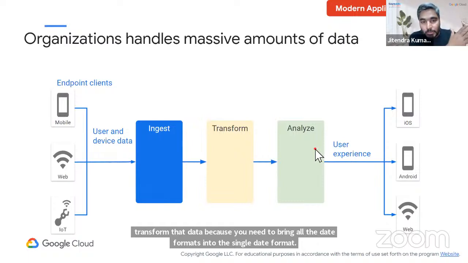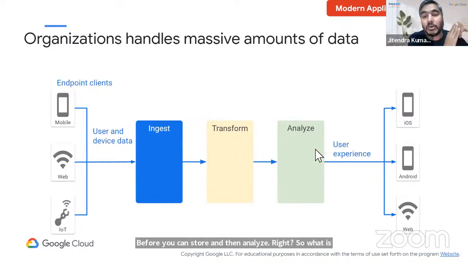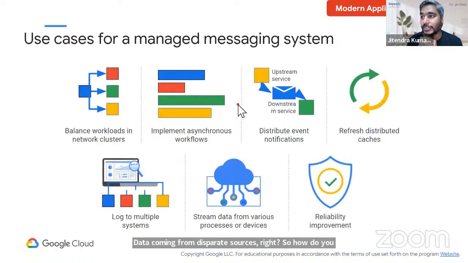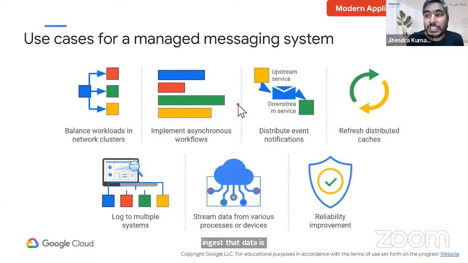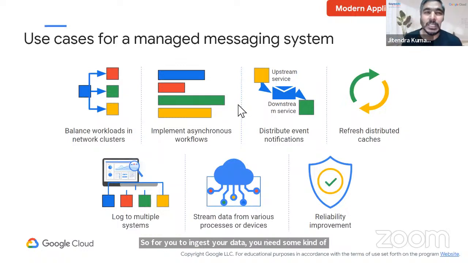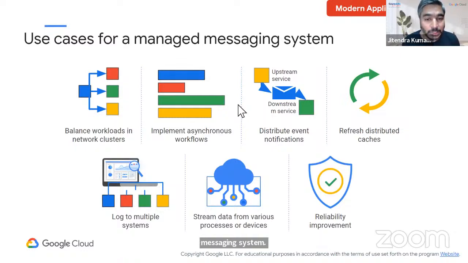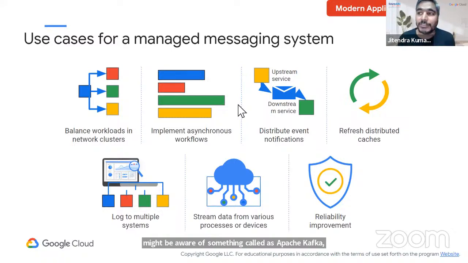Right? So what is it that you are looking at here on your screen? This is something we call a data pipeline. Right? So this data pipeline is something that you will build when you want to analyze massive amounts of data coming from disparate sources. Right? So how do you ingest the data is the first question. Right? So for you to ingest your data, you need some kind of service. Right? One is, hey, you may need some kind of messaging system. Right? So for example, in the open source world, everybody might be aware of something called Apache Kafka. Right? Apache Kafka is a messaging service.